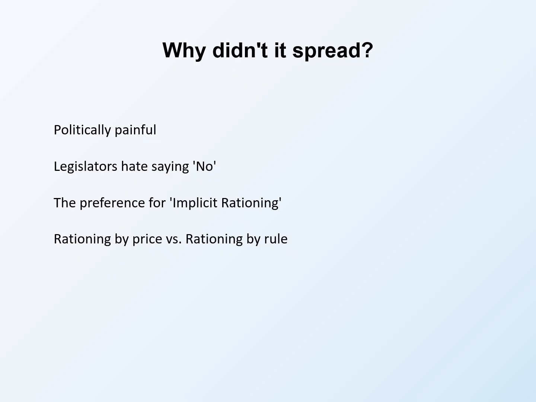Politicians prefer implicit rationing. They prefer to ration by queuing, waiting lines, or by price, deductibles, or by network restrictions. These methods hide the denial. Oregon made the denial visible. In American politics, transparency is often fatal.